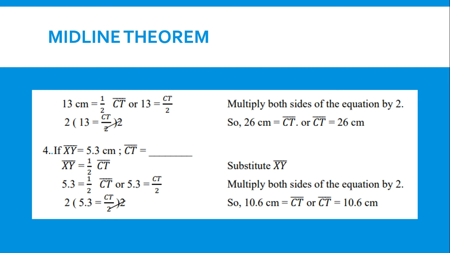Okay, let's go now to number 4. If XY equals 5.3 centimeters, CT equals blank. So, again, ang given is the midline. Unknown is the base sa triangle. So, kung unsa tong gibuhat sa number 3, mao sa datong buhaton sa number 4. So, substitute the value of XY. So, ang XY becomes 5.3 equals 1/2 times CT, or 5.3 equals CT over 2.